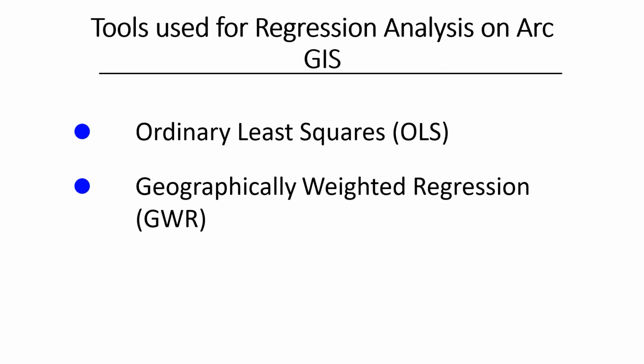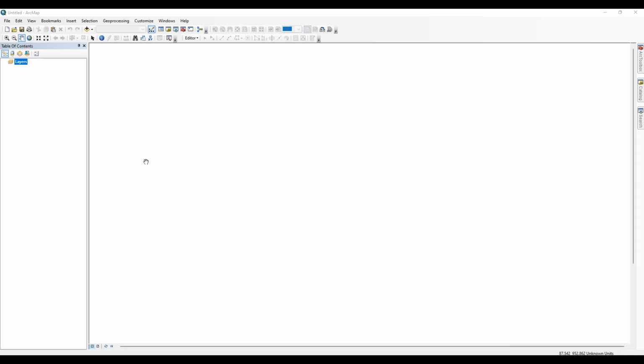Now the tools used for regression analysis on ArcGIS. The first one is ordinary least squares and the second one is geographically weighted regression. I am not going into the details of the difference between these two models. I will make another video on this topic and explain it in that video. Let's jump to the software for making our first model.